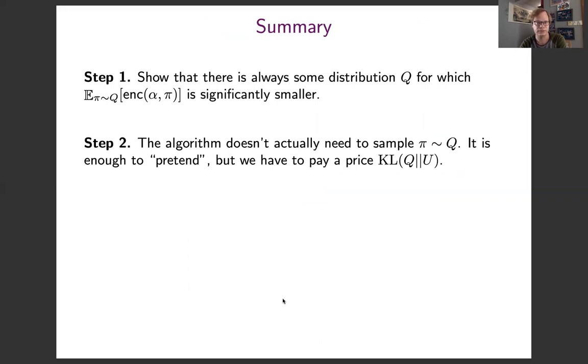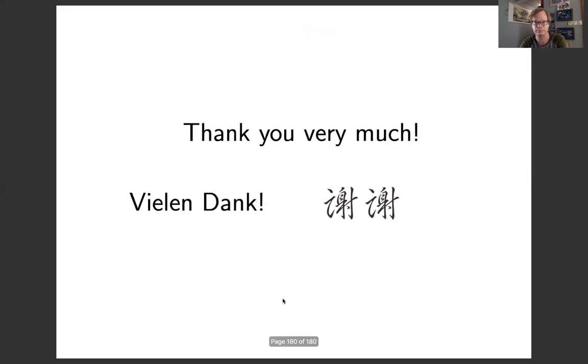So here's the summary. You define this permutation depending on the formula. Then you don't change the algorithm, but you simply pretend that this is your distribution. And you have to pay a small price, which is the Kullback-Leibler divergence from Q to U. And that's it. Then you have exponentially better success probability.